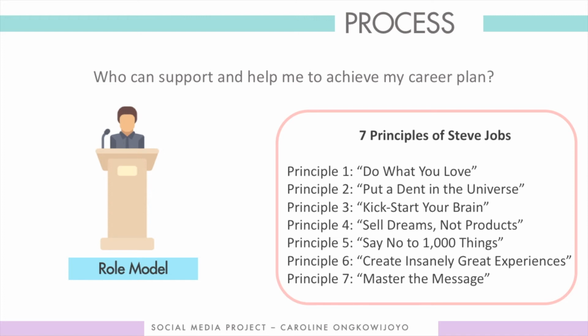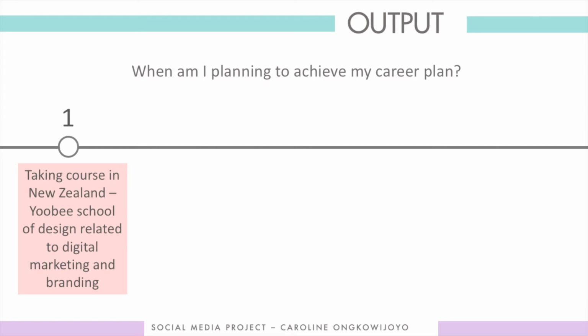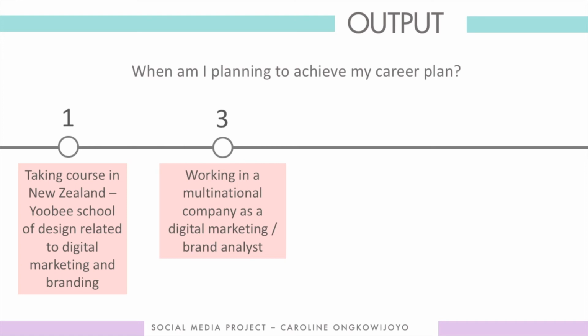After going through input and process, the output can be seen by answering the question when am I planning to achieve my career plan. So actually 1 year from now, I am planning to take a course in New Zealand, which is UB School of Design, taking major related to digital marketing and branding. 3 years from now, I am planning to start working in a multinational company as a digital marketer or brand analyst.